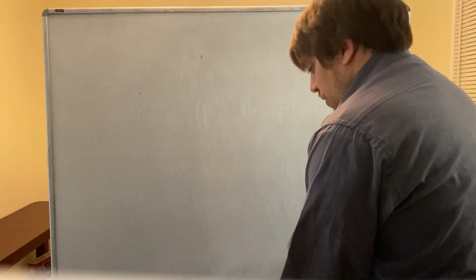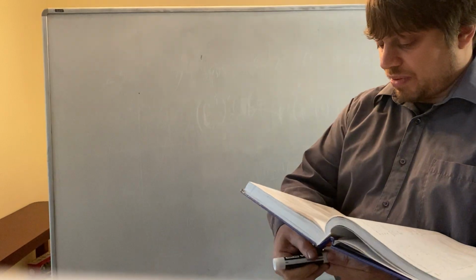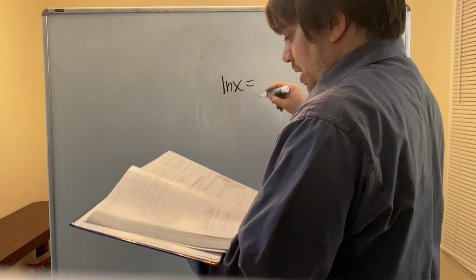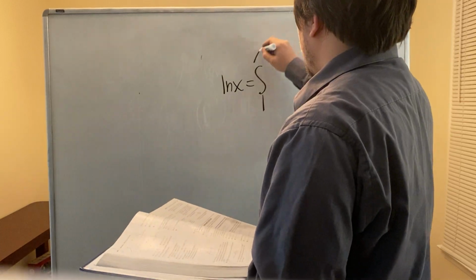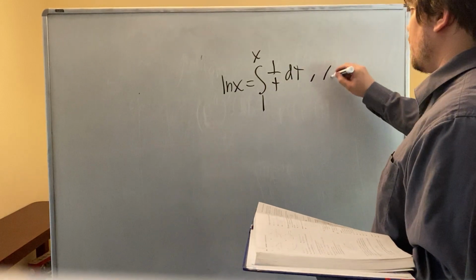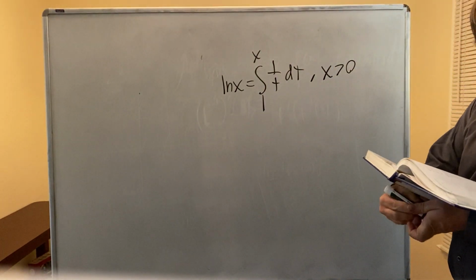Now if we look at 5.2, it defines the natural logarithmic function. The natural log function is defined as ln of x is equal to the definite integral from 1 to x of 1 over t dt for x positive. That's the definition of the natural log function.